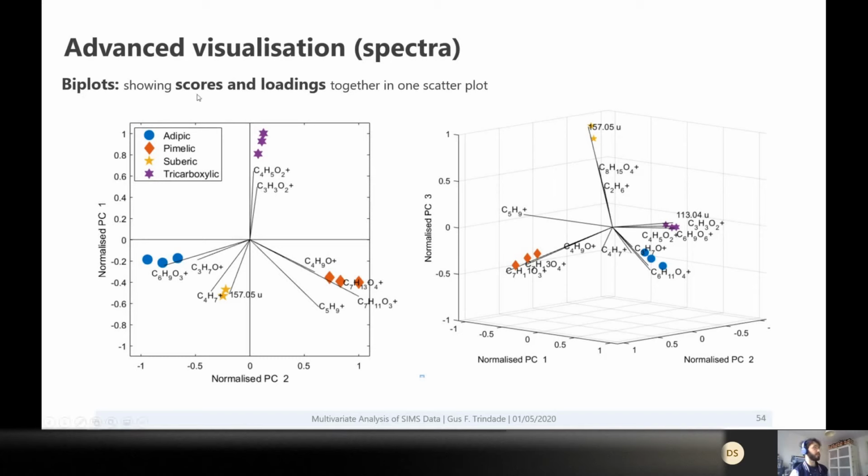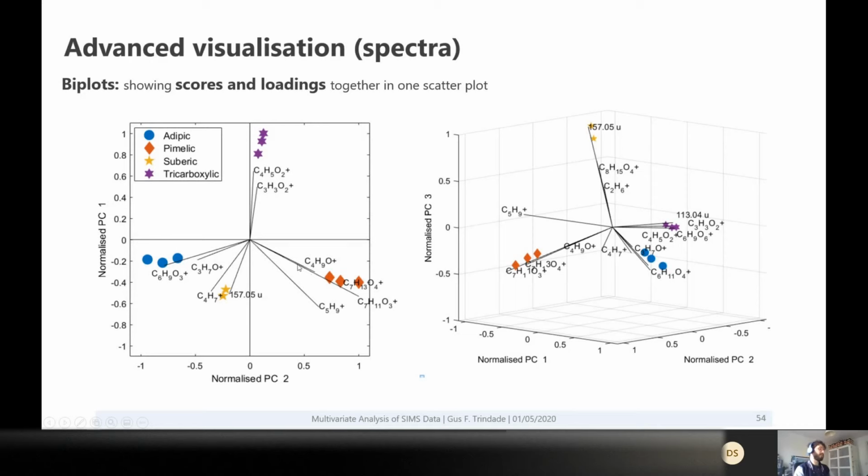So there's something called biplots, which is showing scores and loadings together. As I said, you can plot scores against each other in PCA. That's already quite useful, because you can see here these are the carboxylic acids I mentioned at the beginning. They were grouped together in this diagram, so it shows you what they are. But then you can also project the loadings, the original peaks, onto this diagram. So it is showing the loadings together with the scores. And then you can see here the most characteristic peaks for each of these groups.